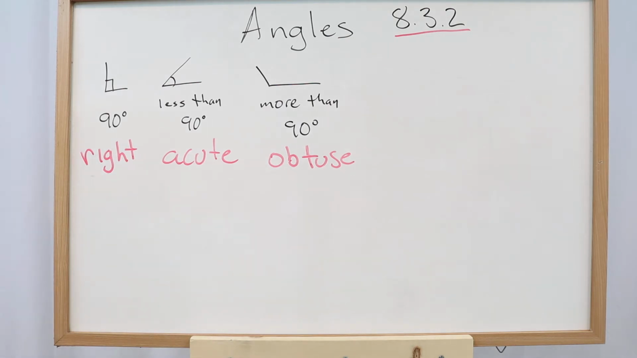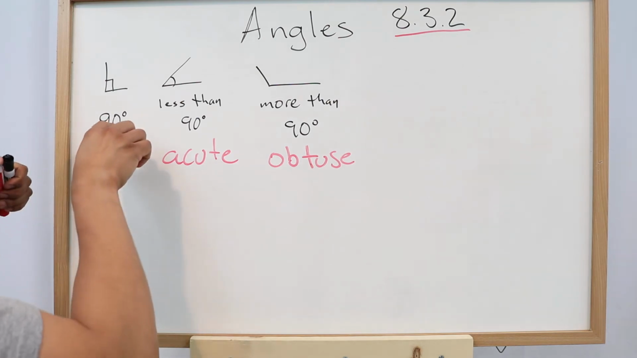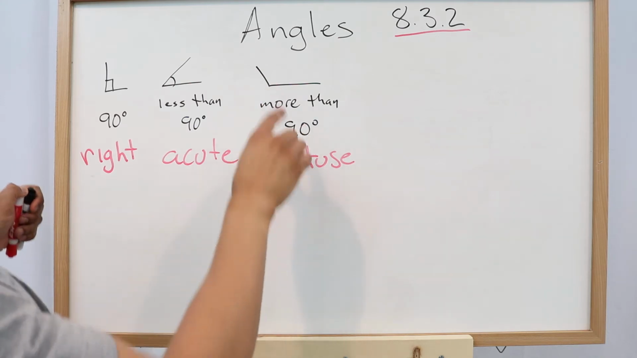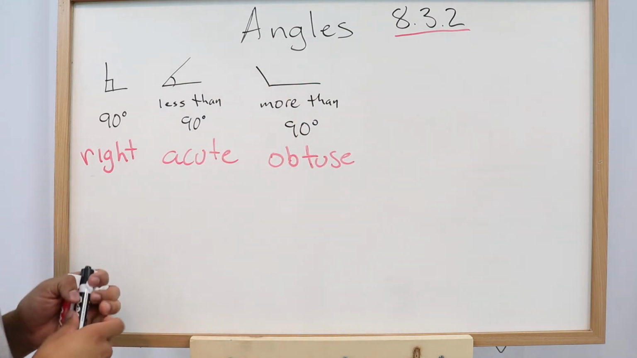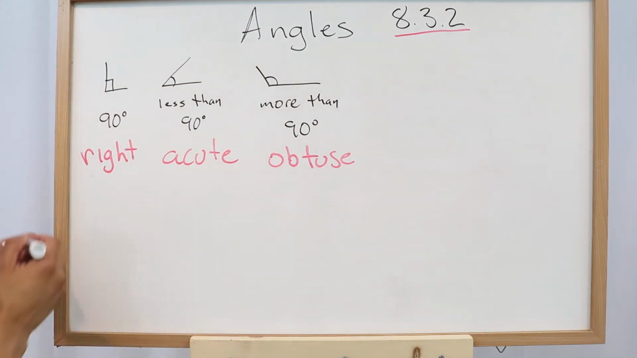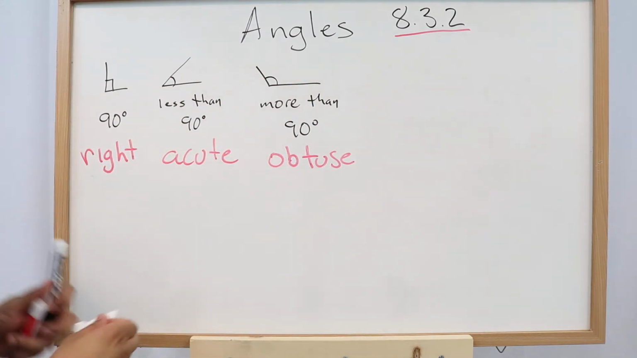Now, for problem 869, you need different information, so I'm going to erase this. It's been 2 minutes, that's enough time. Right angle, 90 degrees. Acute angle, less than 90 degrees, and obtuse angle, more than 90 degrees. And you have a visual right here. This angle is more than 90, this is less than 90, and that's 90. So I'm erasing this.